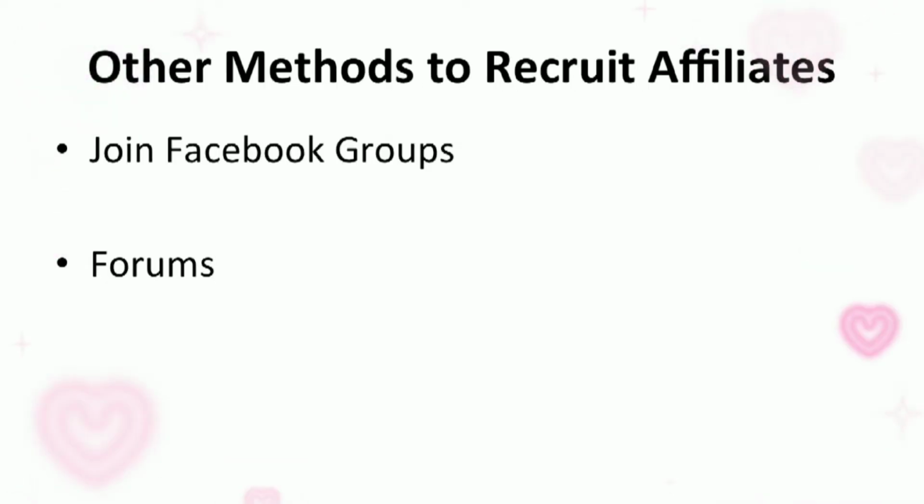Besides waiting for affiliates to join your program, there are other methods to recruit affiliates. Instead of being passive and waiting for them to come, you can join Facebook groups, both closed and open, to approach affiliates first. When you're on Facebook, search the keyword affiliate or Shopify on Facebook and look for a group that suits you. It's a great way to network too. You can participate in some forums as well.